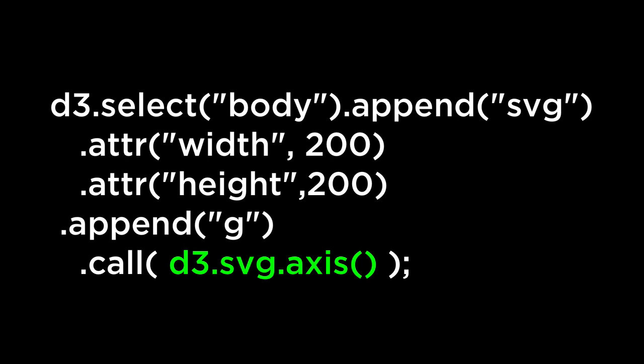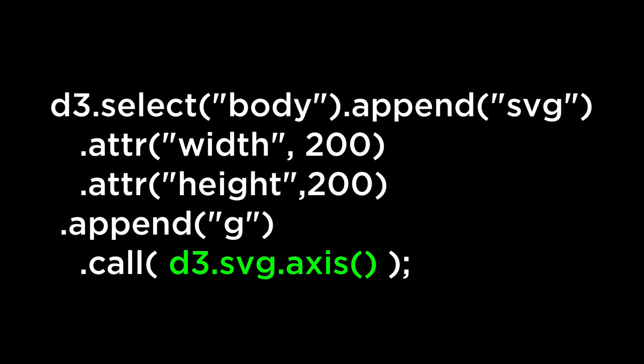Notice that we use D3 to create the SVG container. Then we add the width and height attribute to the SVG container. Then we append an SVG group element. The SVG group element will hold the D3 axis elements. Finally, we call the D3.svg.axis component. We have to call the D3 axis component to add the D3 axis to the SVG group element.